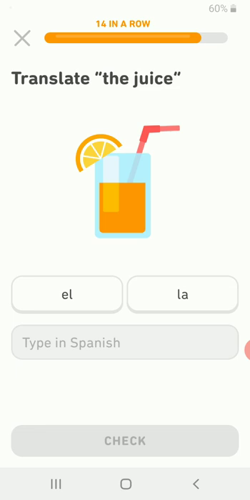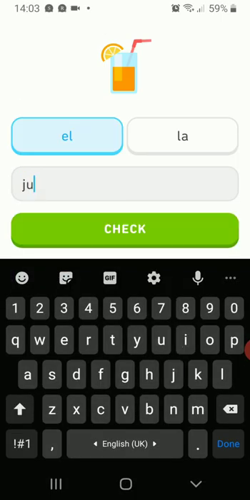Alright, so this is an orange juice. The juice, el jugo. So if you want to say an orange juice or the orange juice, el jugo de naranja.